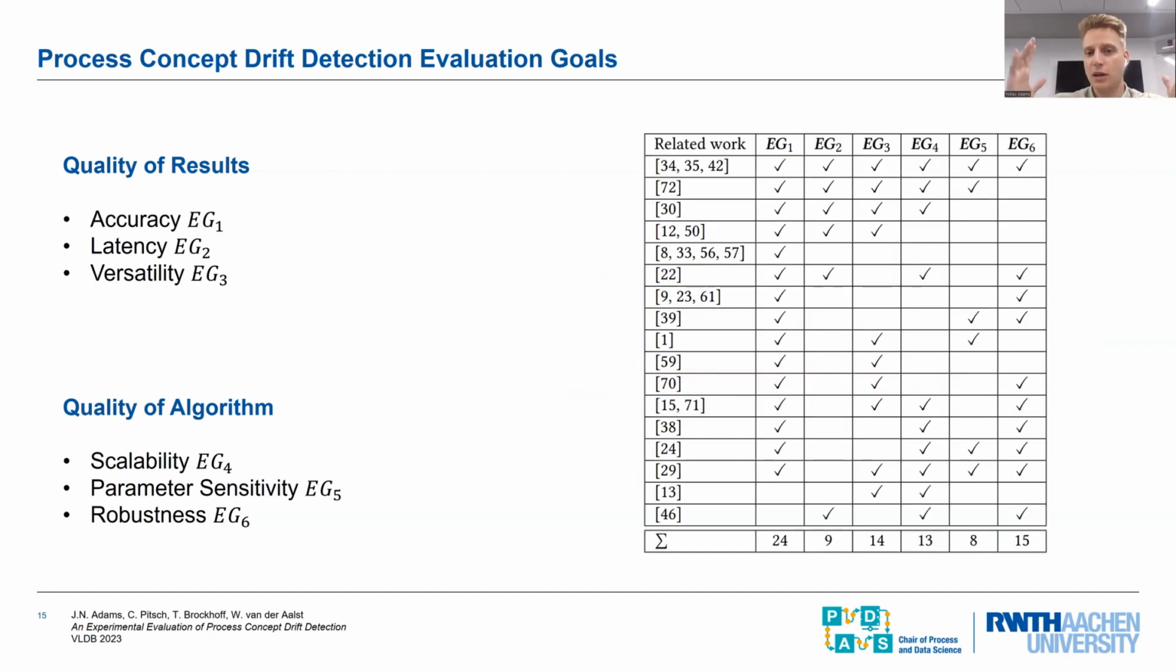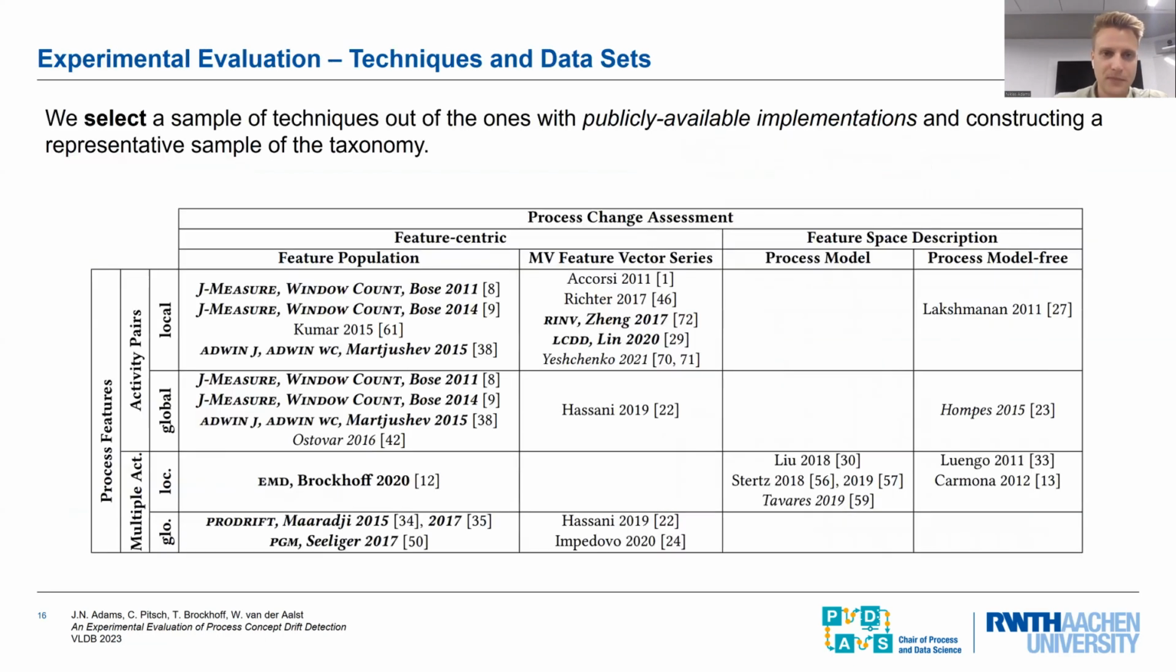We then collected all of the process concept drift detection techniques and classified which techniques evaluate which of these evaluation goals. And actually, it's only 3 techniques that are evaluated for all of those, out of I think 26 techniques. So that means that right now there's not really a comparability between most or all of the techniques. So that's what we would like to have.